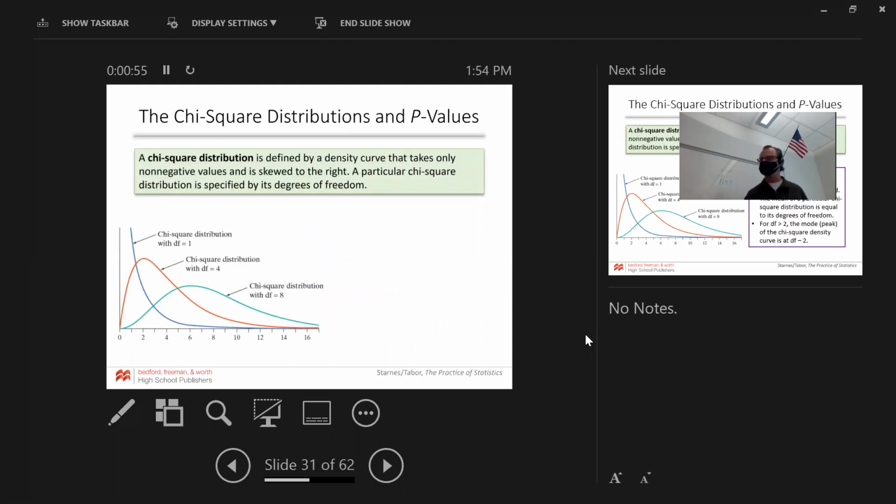Now, this is different. In a t distribution, we push down on the normal distribution.